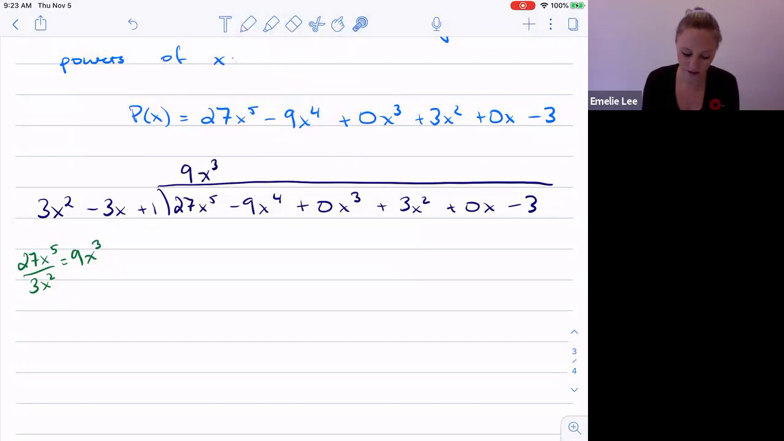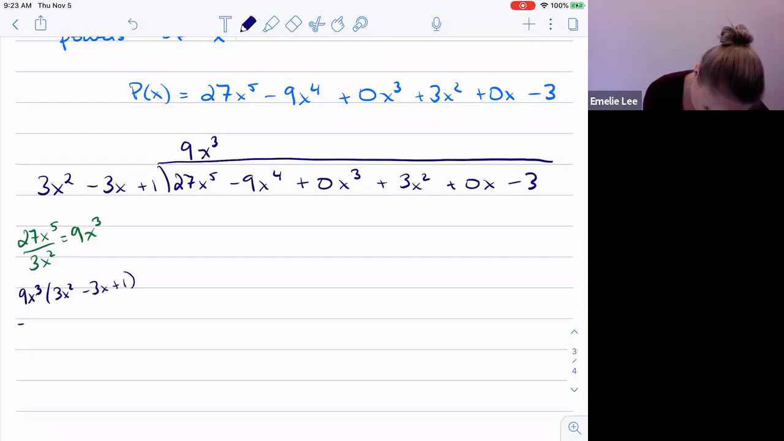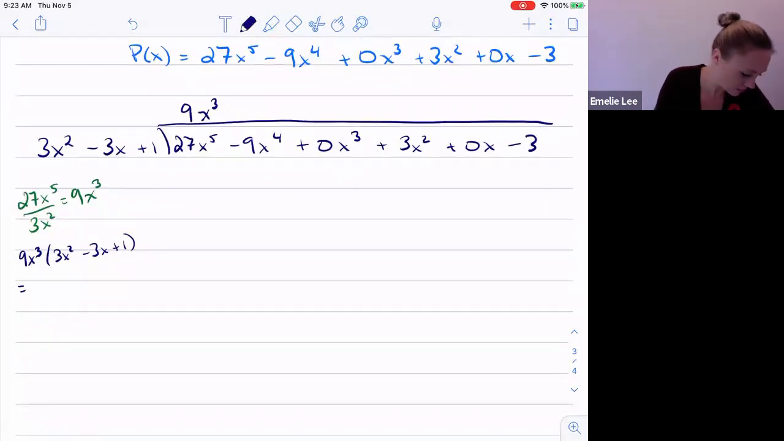So now in my head, or kind of on the side on a scrap piece of paper, you're going to do 9x to the 3 times this divisor. Let's see here. All right. 9x to the 3 times 3x squared minus 3x plus 1 is going to be 27, of course.